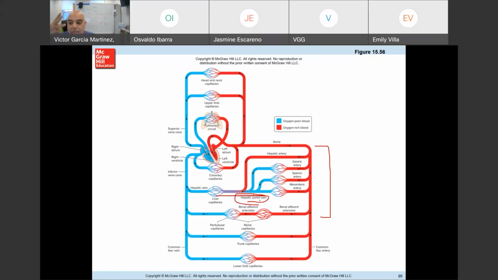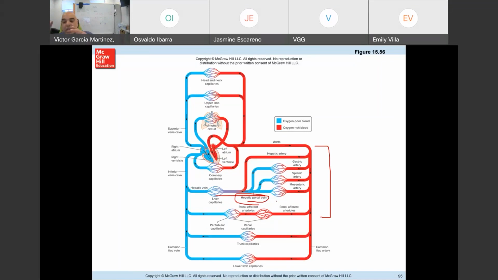We have only three portal systems. One is in our head, in our hypophysis. The second one is in our kidneys, and we're able to filter that blood in order to produce urine. And then we have a third and most important filter in our body, which is the metabolic filter, the liver filter. For these three filters, we use the portal veins.